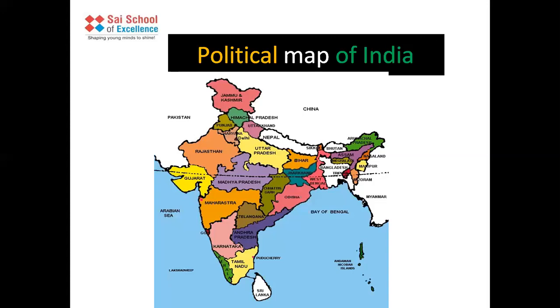Now let me explain these directions with an example. Suppose you want to know where Jammu and Kashmir is. So the state of Jammu and Kashmir lies in the north. You must then look at the north part of India on the map and you will find Jammu and Kashmir.